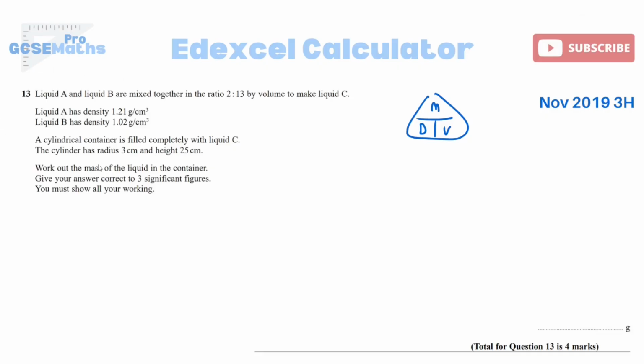So this one, we're looking for the mass, which is why I like to use my formula triangle. I can just rearrange it as I need. Here we have the densities for both, but we also need the volumes. That's why they've given us this cylinder. You could start off by working out the volume of the whole cylinder for liquid C and then sharing it out. So we've got radius 3, height 25. We know the formula from earlier was pi times the radius squared times the height, which would give us 225 pi. Again, I'm going to leave it in terms of pi for now. Centimetres cubed, because that's what the density was in as well.